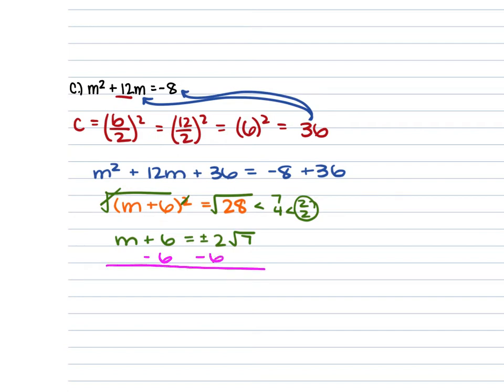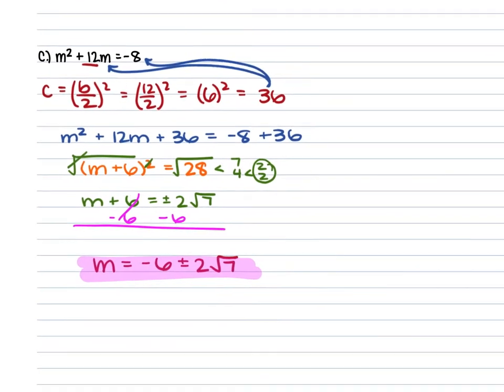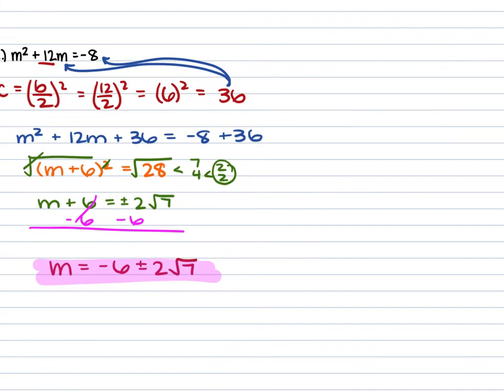We're going to subtract the 6 from each side. Our answer for this one is going to be m is equal to -6 plus or minus 2 square root 7. So whenever you have the radical left over and you have a term that you have to bring over to the other side, it's going to go in front of that radical.